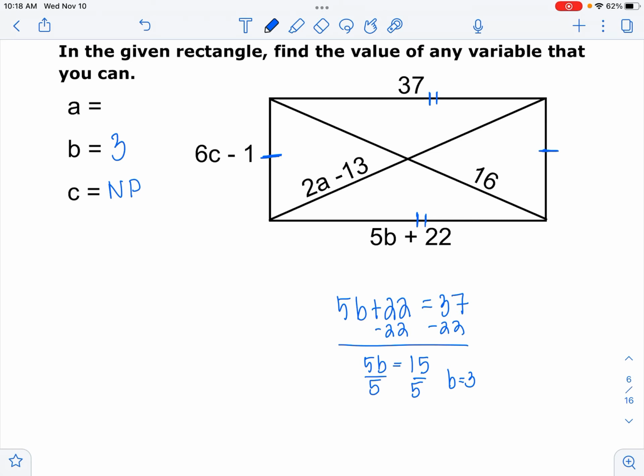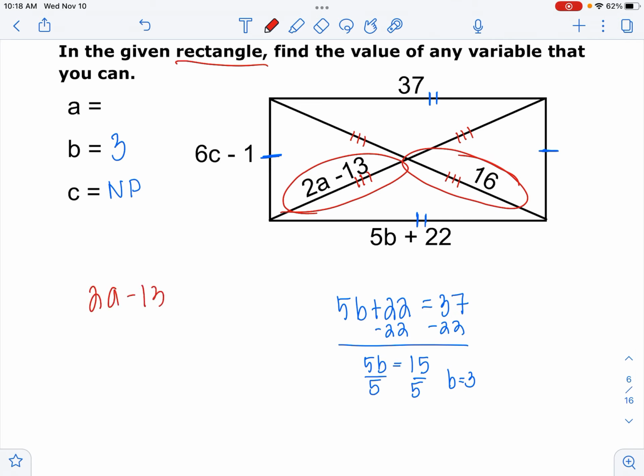All right, so the last one is a, and if you look at this, we know that the diagonals bisect each other, but they're also congruent. This is a rectangle, so all 4 of these pieces are congruent. These 2 pieces are congruent, but they're also congruent to these 2 pieces. So now at first glance, you might say, I can't solve for a because this is blank, but all 4 pieces are congruent, so I can set these 2 equal to each other.